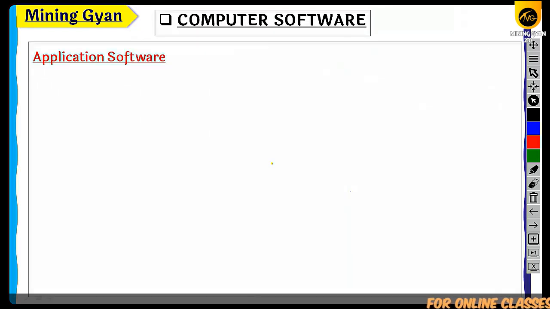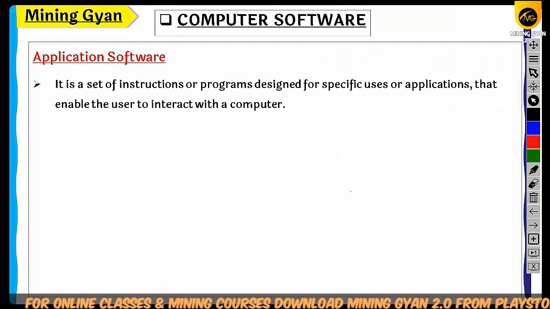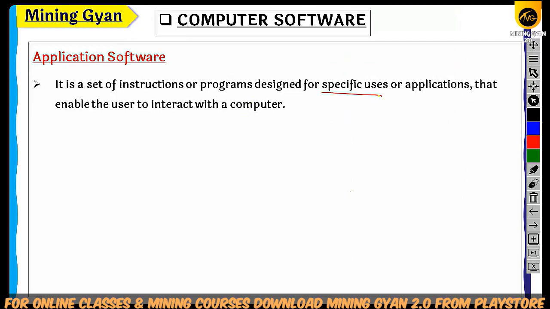Now the next one is the application software. It is a set of instructions or programs designed for specific uses or applications that enable the user to interact with a computer. So this is called the application software. Application software is also known as the end user program.